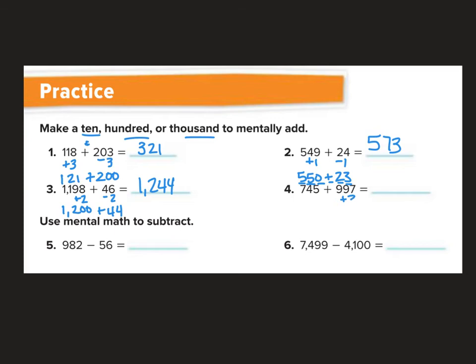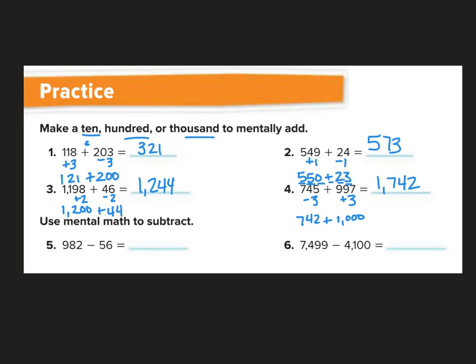So here I'm going to add 3 and subtract 3. So I'm going to get 1,000 plus 745 minus 3 is going to be 742. Okay, so if I'm taking 742 and adding it to 1,000, I'm going to get 1,742. Notice, I hope you're really noticing here how much easier that was, right?